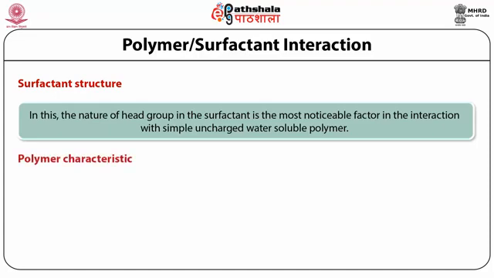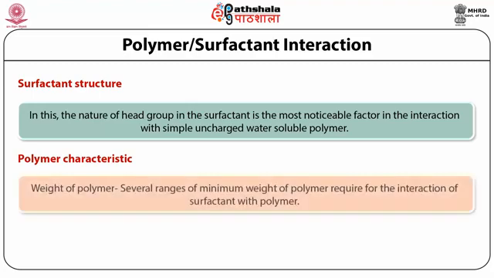Polymer characteristics is a third factor which affects the interaction between surfactant and polymer. Polymer characteristics, like molecular weight of the polymer: there is a range of minimum molecular weight of polymer required for the interaction of surfactant with polymer. The hydrophobically modified polymer of molecular weight 1000 shows ready interaction not only with cationic and anionic surfactants but also with non-ionic surfactant.